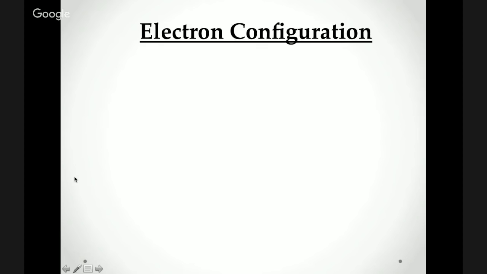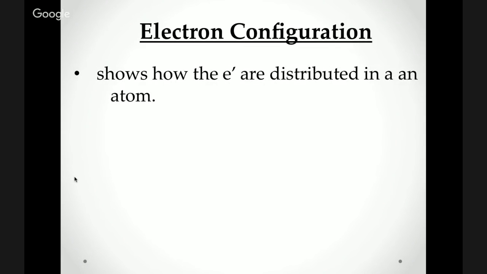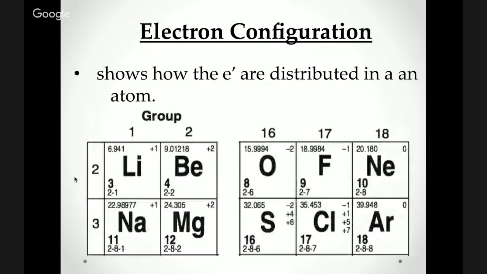Let's talk about electron configuration, basically showing us how the electrons are distributed in an atom. If we look at this, here are some samples from your reference table. Notice we have groups 1 and 2 and 16 through 18. And this sequence of numbers at the bottom of the box for each one of these elements indicates the electron configuration. So for lithium, in the first shell we have 2 electrons, and then in the second shell we have 1 electron. We can see something like chlorine, we have 2 electrons in the first shell, 8 in the second, and 7 in the third shell.